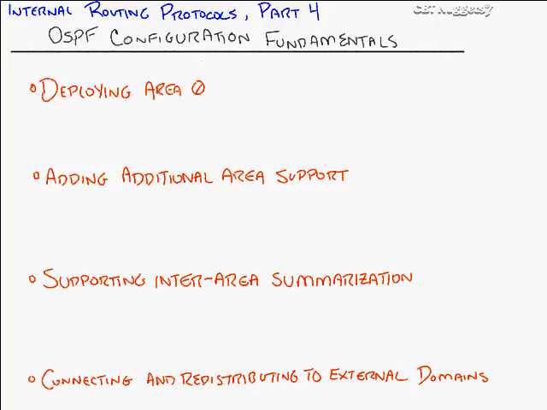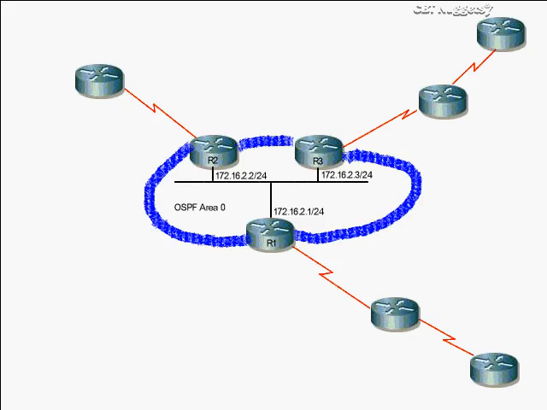So let's begin with the core of our network, deploying the backbone of OSPF. It doesn't look like much now, but it'll grow. This is the beginning of our OSPF network. And as of right now, I have 3 routers that are connected to the backbone, or OSPF Area 0. We're going to walk through the configuration of OSPF on router 1 and router 2.